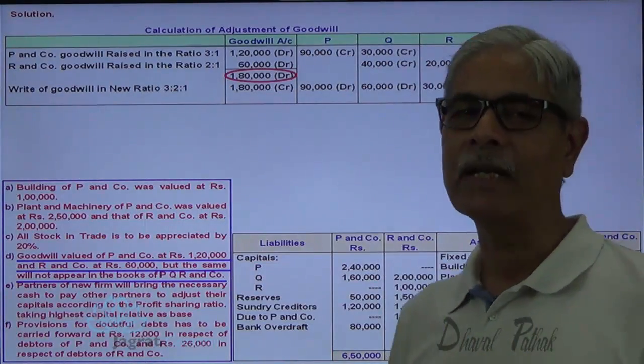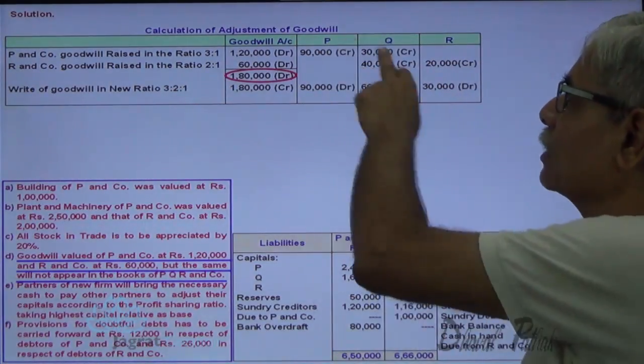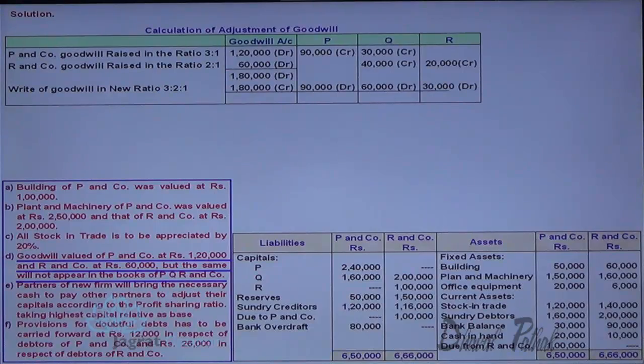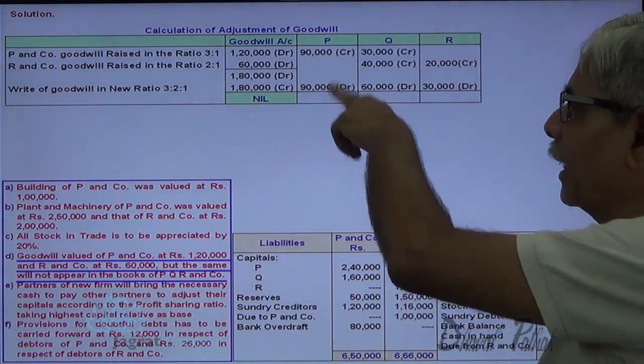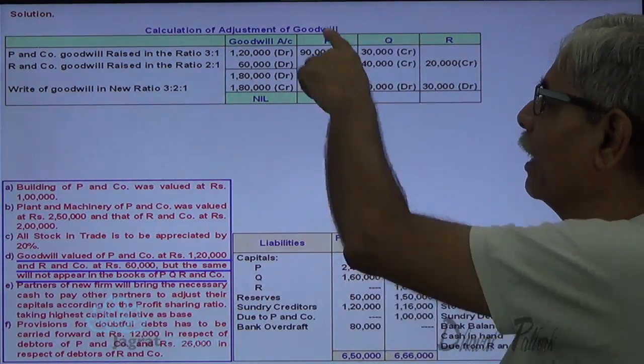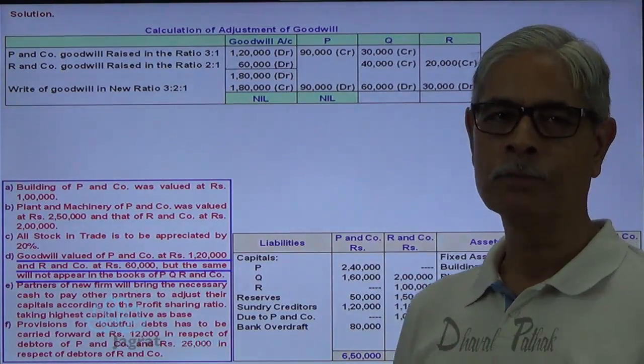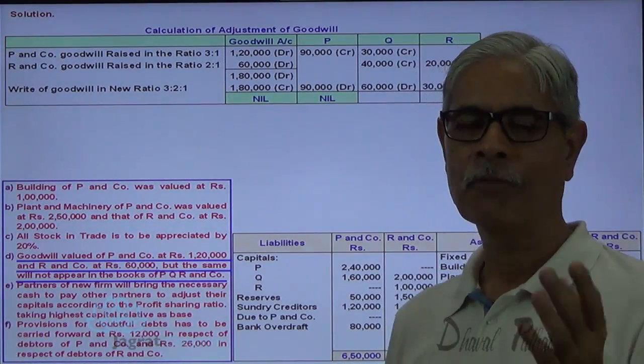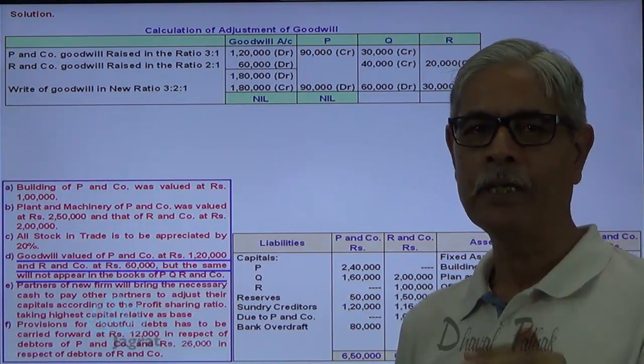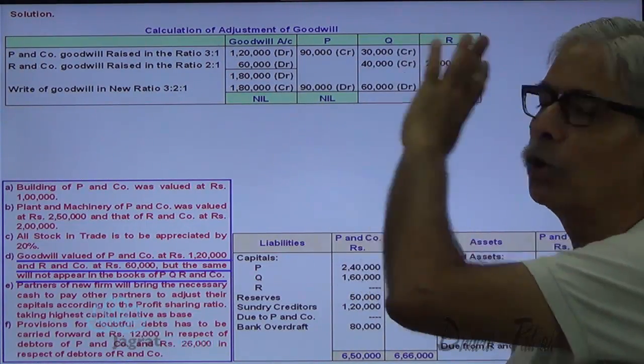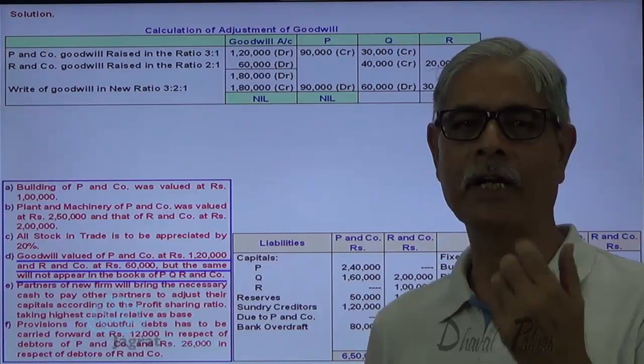Now let me work out the net effect of this. 90,000 credit, 90,000 debit. So there is no effect on P's capital account. The goodwill account will be closed because goodwill is raised and written off. 1,80,000 is the raised value, and 1,80,000 is written off. So the goodwill balance will be nil. So goodwill will not appear in the balance sheet.